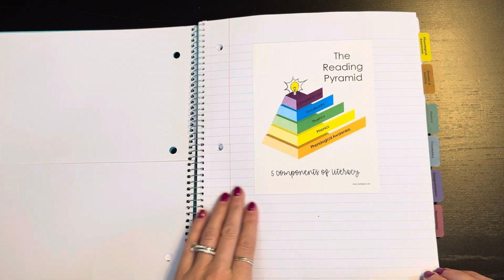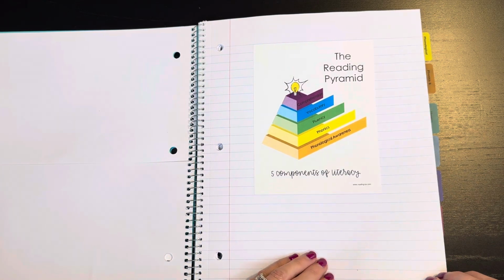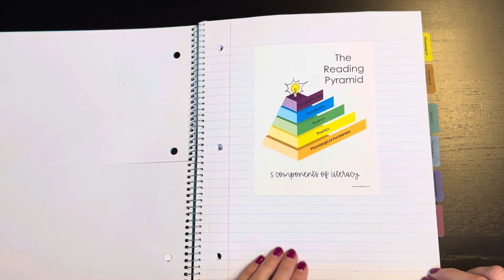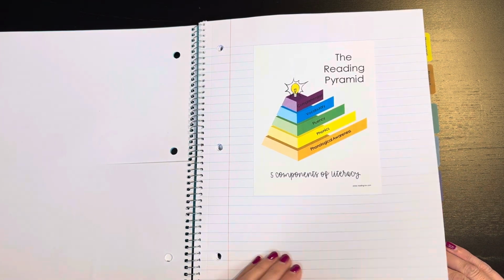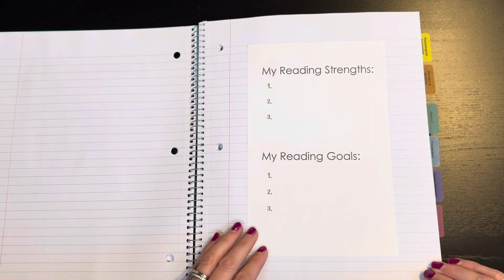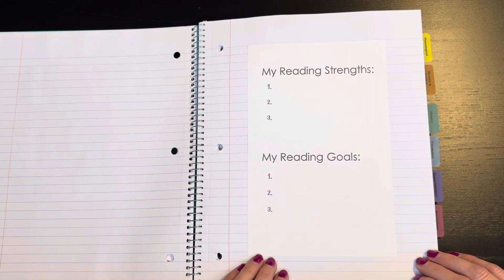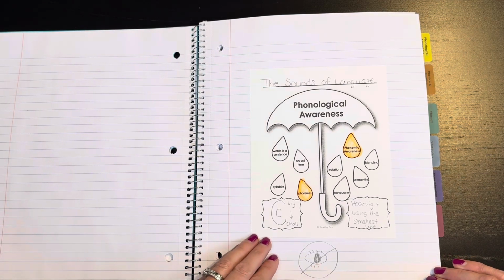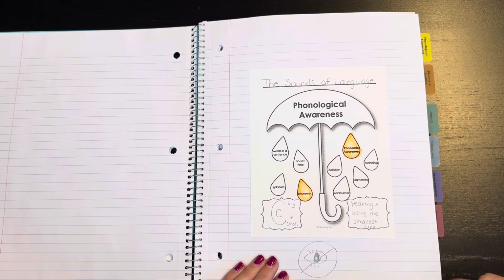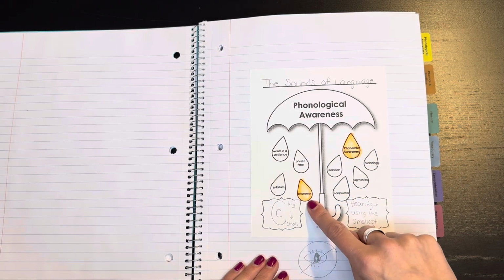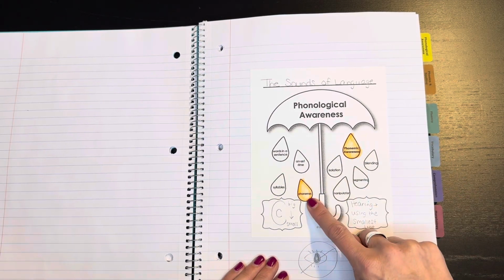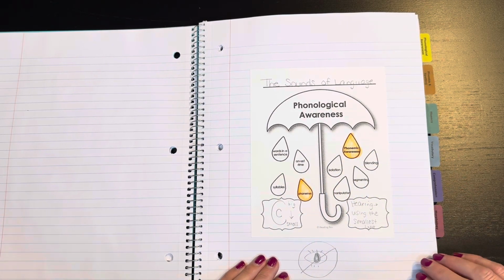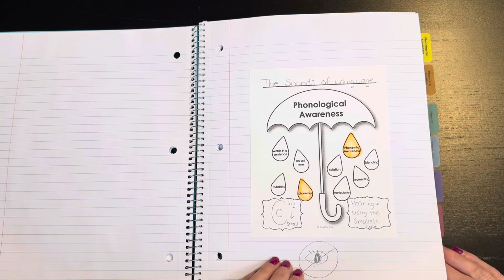So we start with talking to the kids about all 5 components and how they are all influential in our reading. And then I meet with every kid at the beginning of the year to talk about reading strengths and reading goals. The first component is phonological awareness, and this goes from largest to smallest, and then phonemic awareness is all about isolating, blending, segmenting, and manipulating the phonemes.